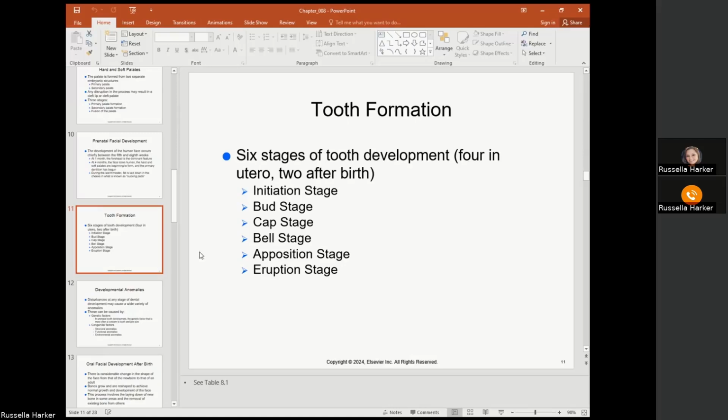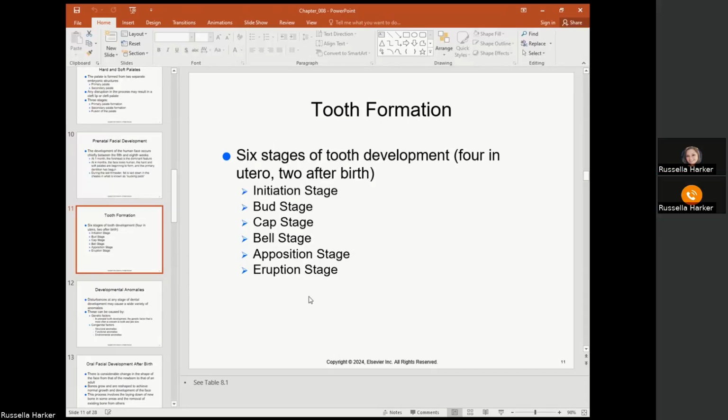So there are 6 stages of tooth development, 4 in utero and 2 after birth. So we have initiation, the bud, cap, bell, apposition, and eruption stage. In the initiation stage, it starts with the formation of the dental lamina, which is a thickened band of oral epithelium that follows the curve of the tooth in each developing dental arch. Almost as soon as the dental lamina is formed, it produces 10 enlargements of each arch.